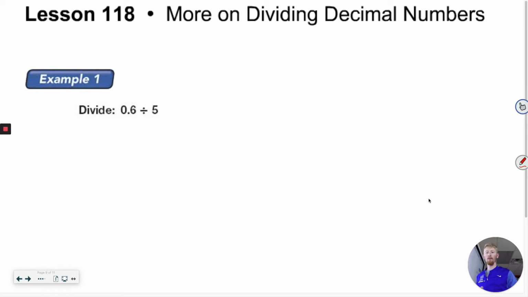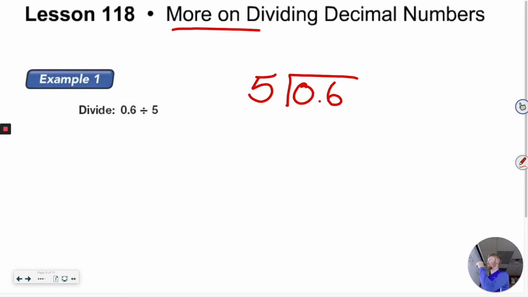All right, fifth grade, we have dividing decimal numbers. More dividing decimal numbers. Sometimes when you divide decimal numbers, you run into an issue. Let me demonstrate what that issue is. If you want, you can go ahead and try to divide 0.6 by 5 using what we learned in yesterday's lesson. Don't forget your decimal.